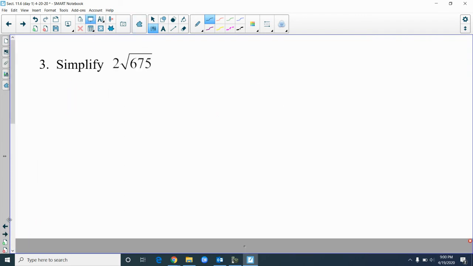All right, third one. 2 square root of 675. This is the first one we've had with a number on the outside. I'll show you what to do with that. We need to do a factor tree on 675. Think what goes into 675. Now, a couple of our division rules. Any number that ends in 5 is divisible by 5. So 5 has to divide into 675.